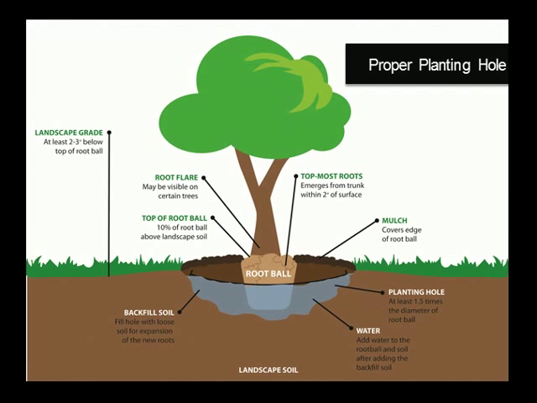Breaking up compacted soil in a large area around the tree, out to the drip line, provides the newly emerging roots room to expand into loose soil. This will hasten root growth, translating into quicker establishment.